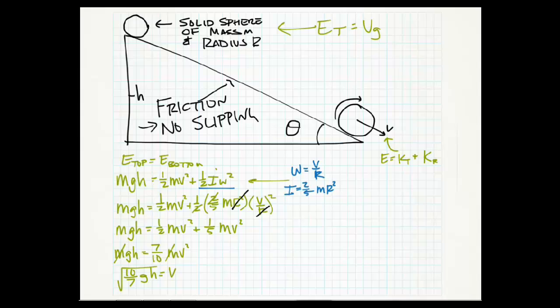My velocity is the square root of 10/7 gh. So what I'd like to do is right next to this, right alongside of this, let's do the pretend case. What if there was no rotation? So if there was no rotation, it'd be mgh is equal to half mv squared, and my velocity would be the square root of 2gh.